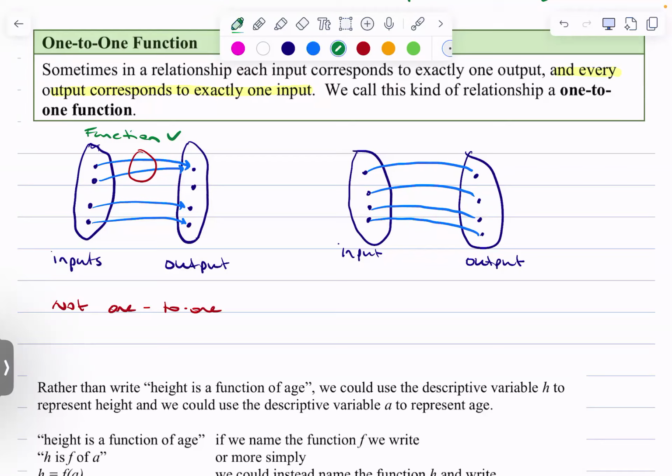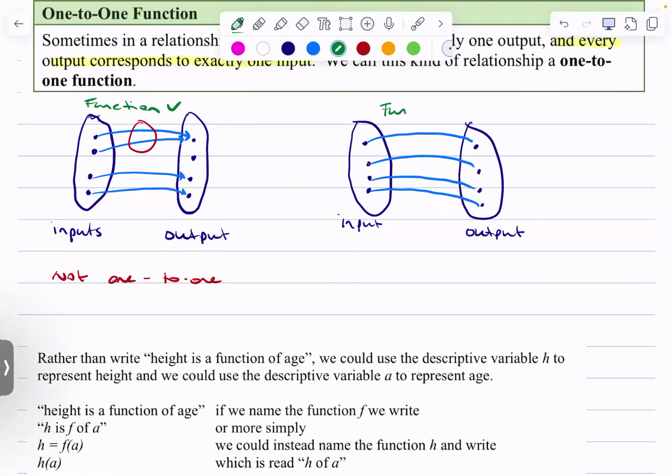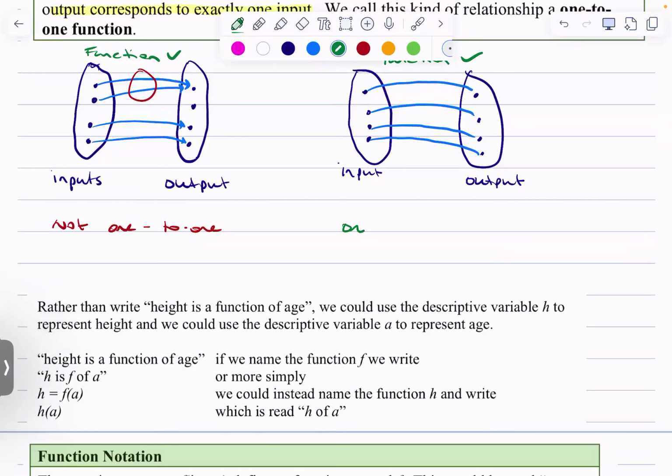This is a function, right? Every input yields a unique output, but it's a special case of a function because now you can also go the other way. Every output yields a unique input. And so that's the special case of a one-to-one function. So this is still a function, of course, but it's also a one-to-one function.